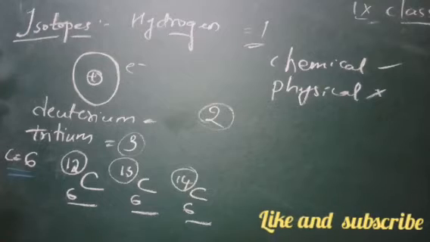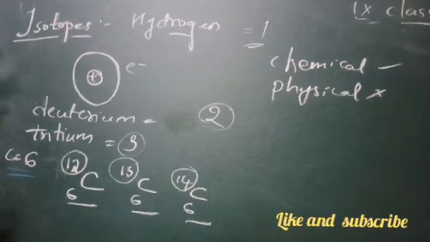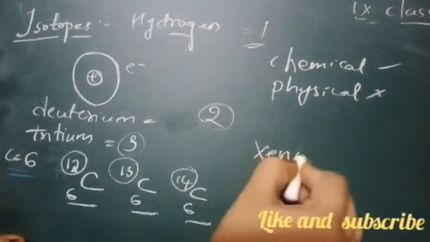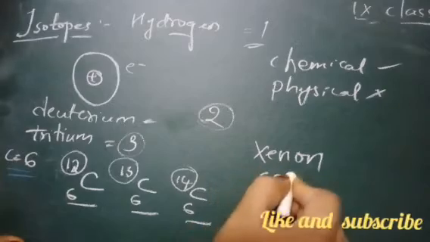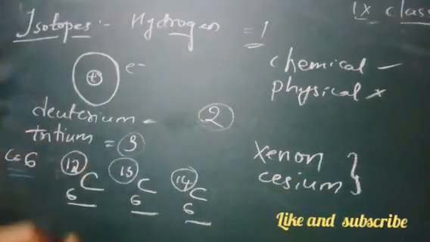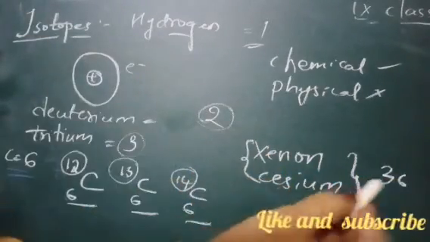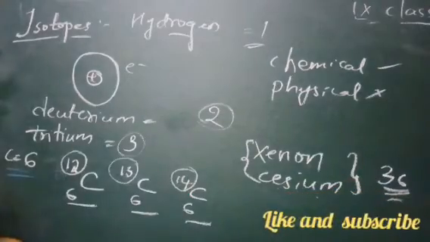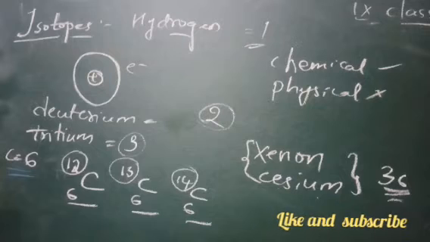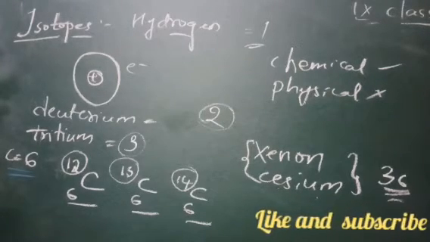So these are said to be the isotopes of carbon. Two elements share the record for the highest number of known isotopes. Both are xenon and cesium. How many might it be? They have 36 isotopes each, and that is the highest number of isotopes present in the whole periodic table.